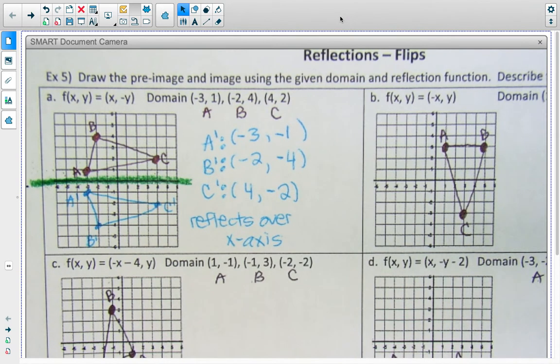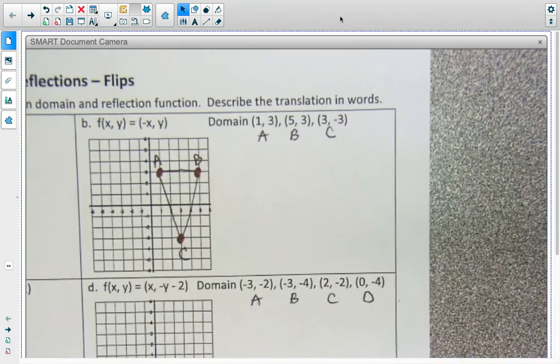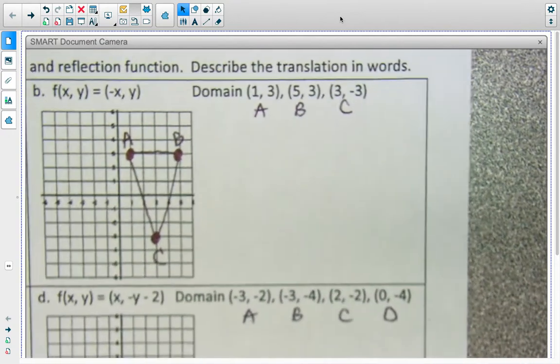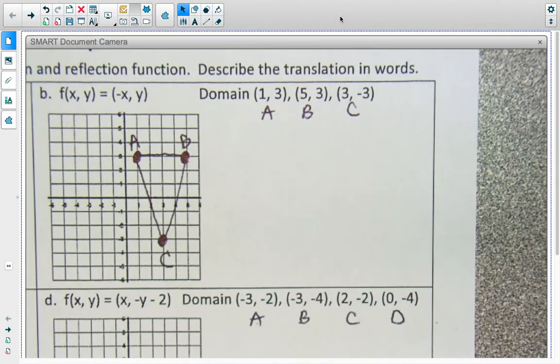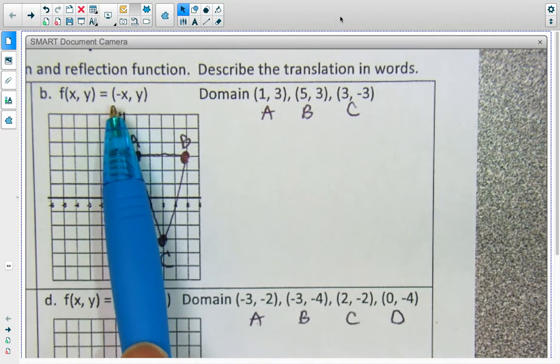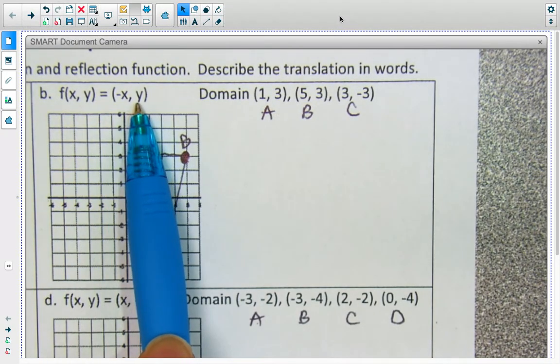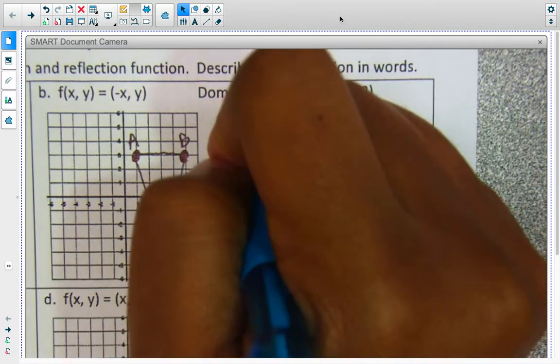All right, let's try another one. We have several more to try because there's lots of different rules that we're going to make sure we know by the end of this lesson. The next rule. So I've already drawn our pre-image, and we're going to go through and use this rule here. This time we're using -x, y, graph it, and then see what happens.